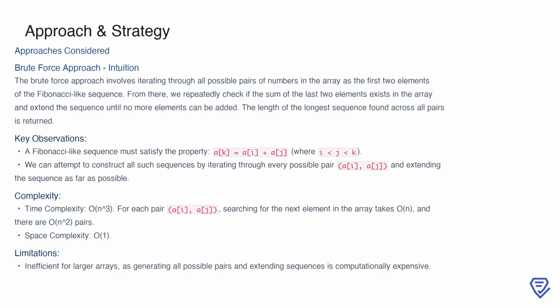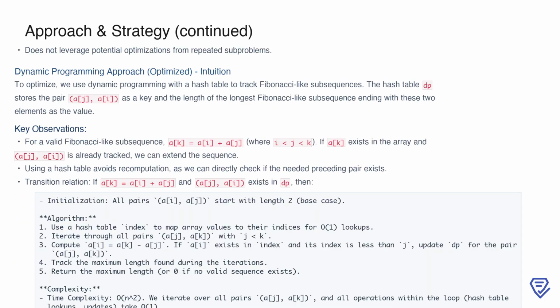However, the brute force method comes with significant limitations because of its computational cost. Specifically, it has a time complexity of n cubed, as we need to evaluate n squared pairs, and for each pair, searching for the next element in the array takes n. The space complexity is minimal at 1, but this comes at the expense of efficiency, making it impractical for larger arrays. The brute force approach, while conceptually straightforward, fails to take advantage of potential optimizations from repeated subproblems.